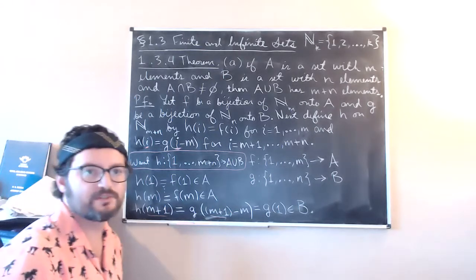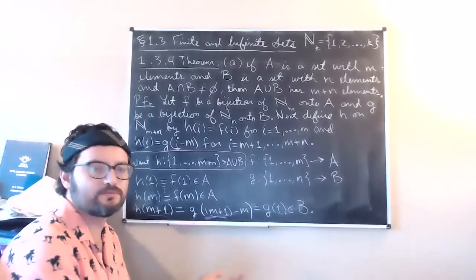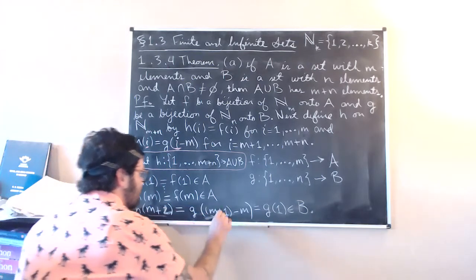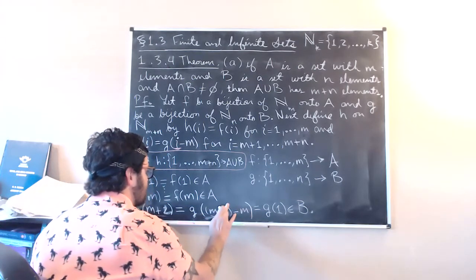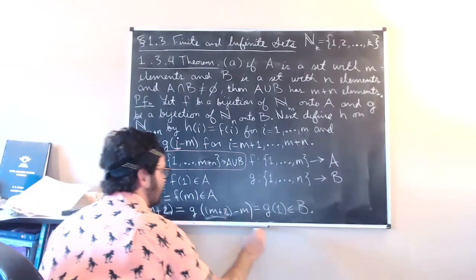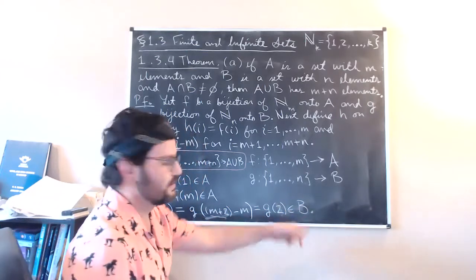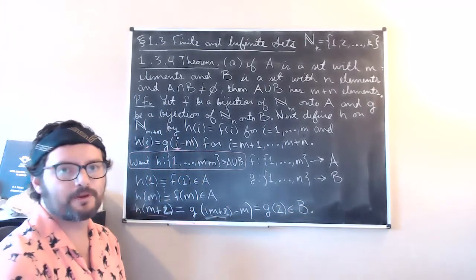So what about H of m plus 2? Well, put a 2 right there. Put a 2 right here. And then you get a 2 right here. And that's also an element of B, right?